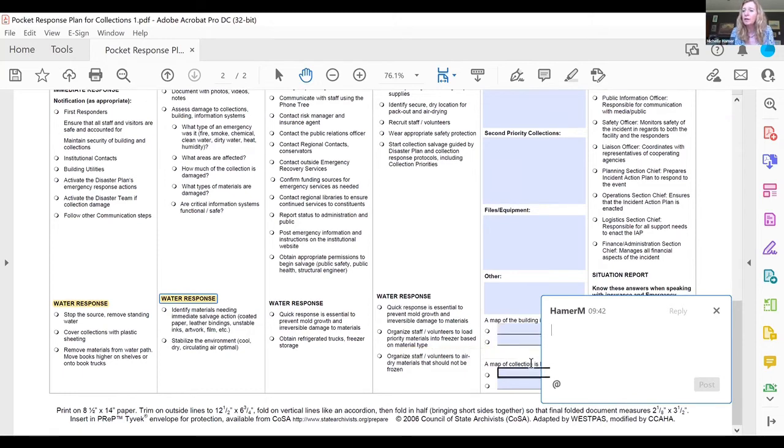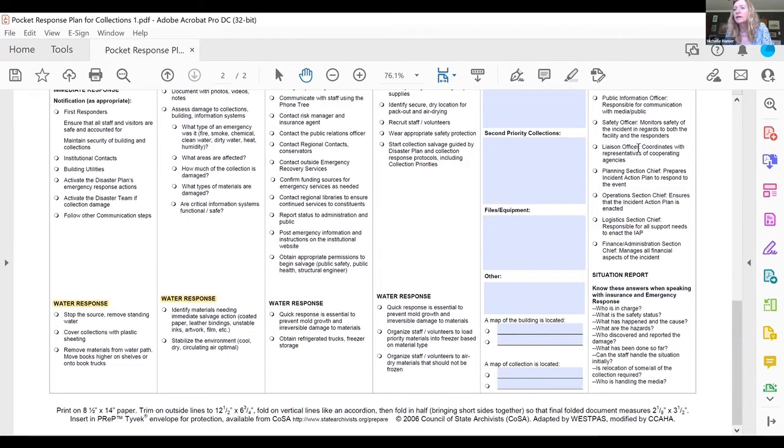So a map of the building and a map of the collection, especially to show where your types are. Even if you don't have a professional one, maybe just do a sketch and include that, showing where the priority collections are in your building or in the collection room. I think Andrea said she didn't have this yet, but it can be a sketch. It's better than having nothing.